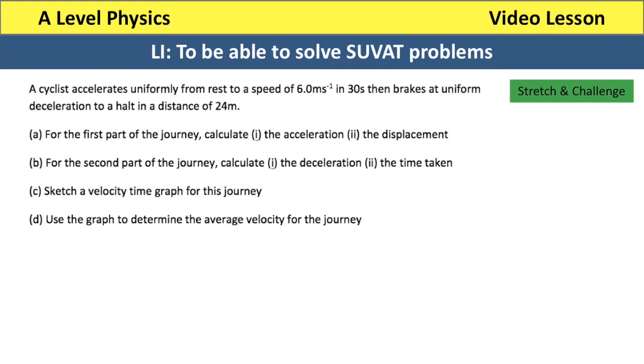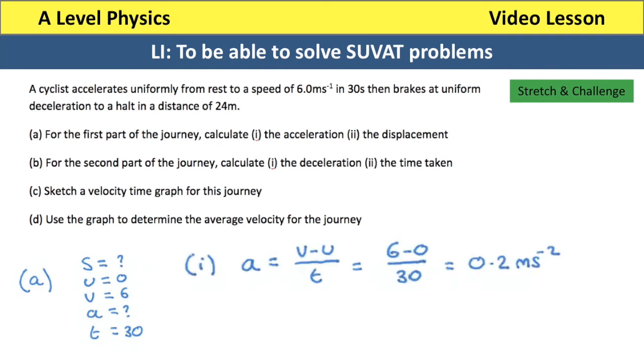For part A, we're dealing with the first part of the journey. So I'll write out Suvat for the first part of the journey. We go from rest to 6 meters per second in 30 seconds. And we want to work out the acceleration and displacement. So to work out the acceleration, we use V equals U plus AT, rearrange that, and we get 0.2 meters per second squared. The displacement should now be very straightforward because we can use S equals UT plus a half AT squared. UT will just go away, it is 0, so we do a half times 0.2 times 30 squared, which gives us 90 meters. So that's the answer to part A.